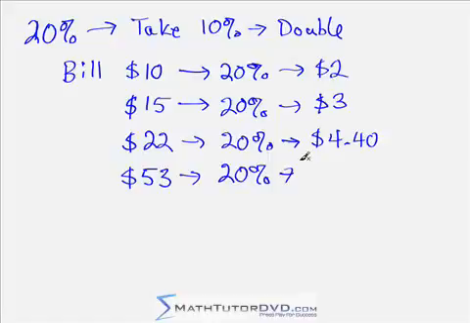Well, again, I take the 10% tip, so I move the decimal point this way. That's $5.30, and I double it. If I double $5.30, it's going to be $10.60. Doubling 5 gives us 10, doubling 30 cents gives us 60 cents, so $10.60 for that 20% tip.